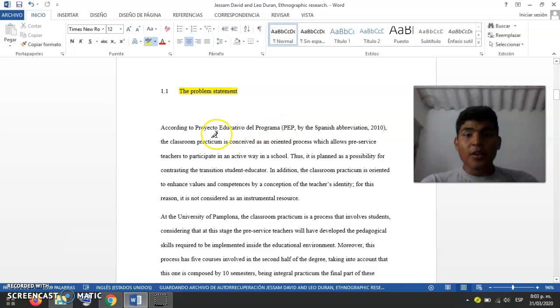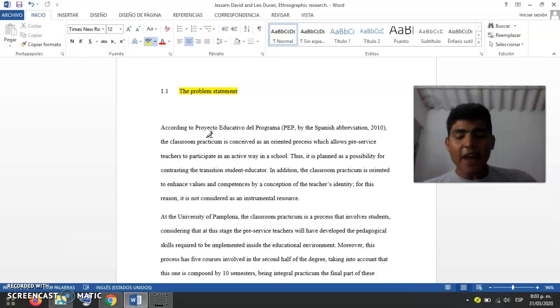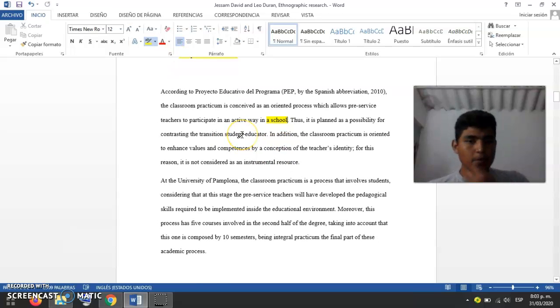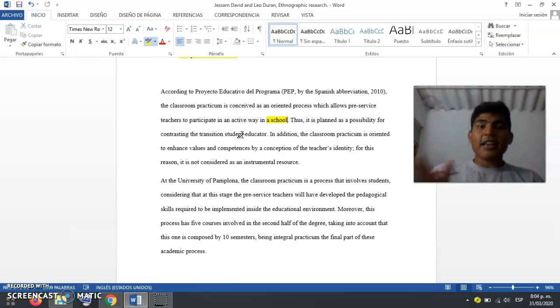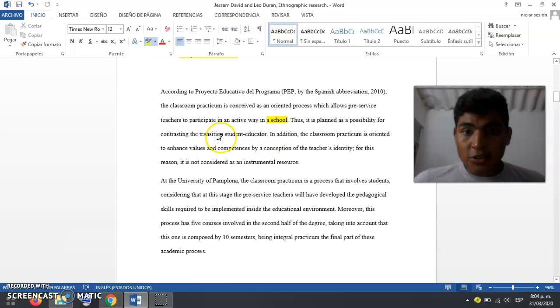According to Proyecto Educativo del Programa, PEP, by the Spanish abbreviation, 2010, it defines the classroom practicum as a process which allows the students to participate in an active way in the teacher's field work, for example, in a school. These spaces have the purpose to construct the transition to student educator.